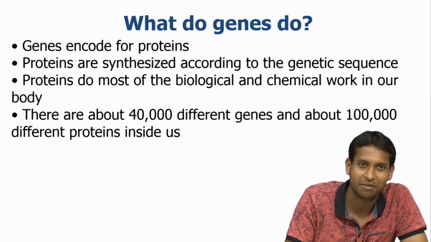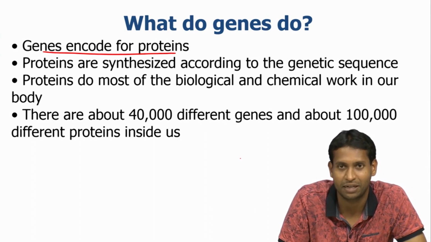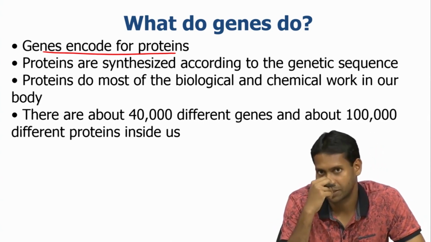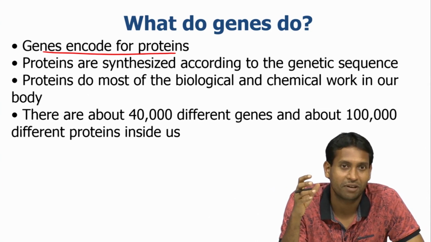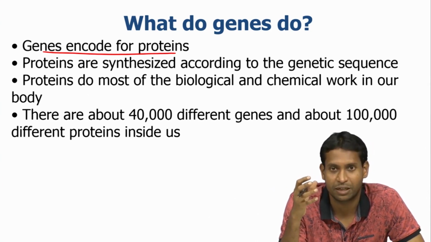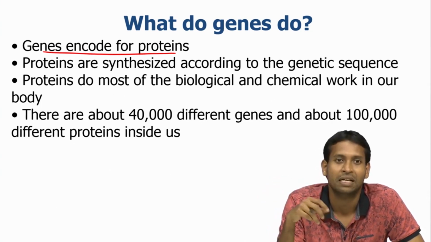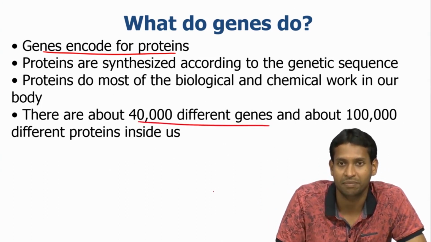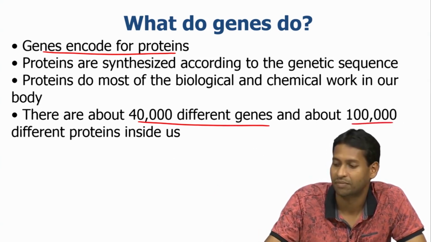To be very simple, the basic definition is that genes encode for proteins. Anything that is encoded, that information is in genes, and proteins are synthesized based on what the genetic sequence is. So you can change the protein sequence on the basis of the genetic sequence. Proteins do most of the biological and chemical work in our body. Genes are basically just storage units which store the information so that every cell can make more and more proteins. And we have about 40,000 different genes in our system, and those then combine together to form about 1 lakh different proteins.